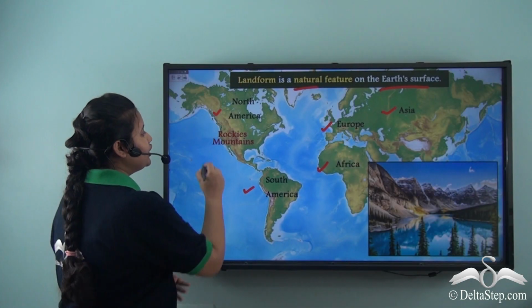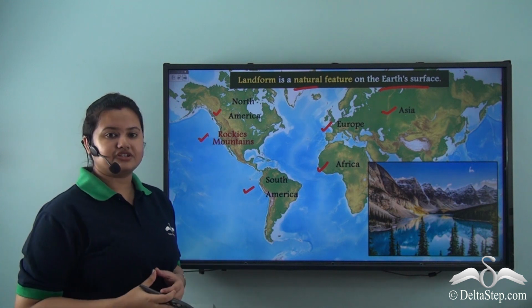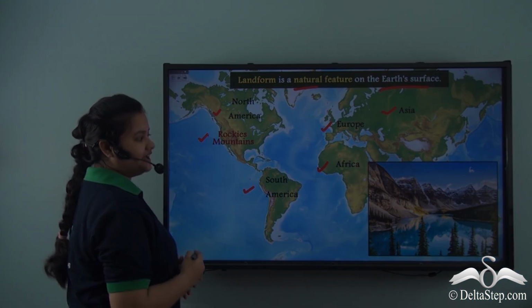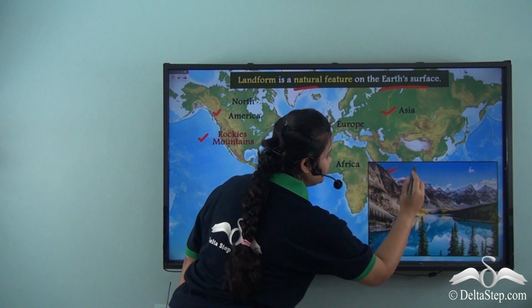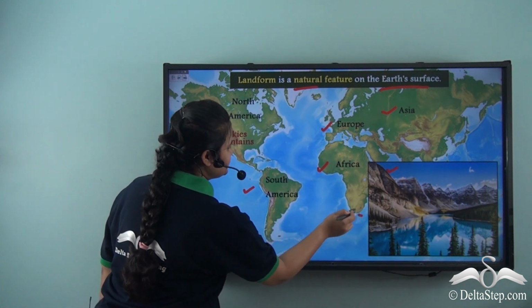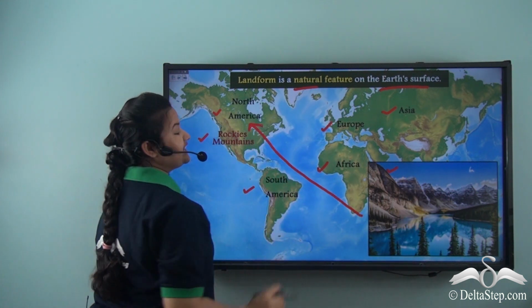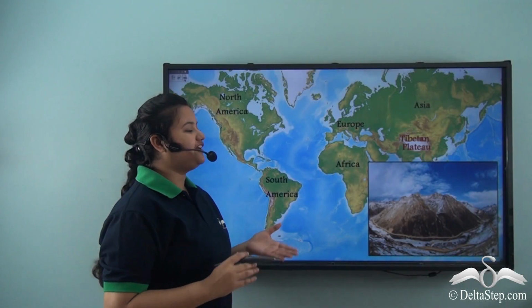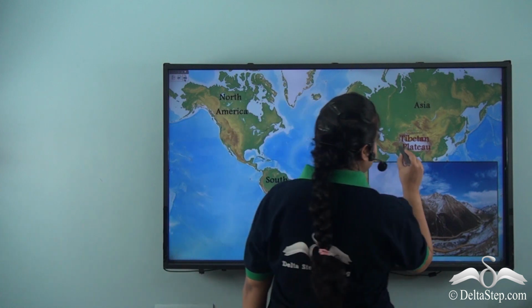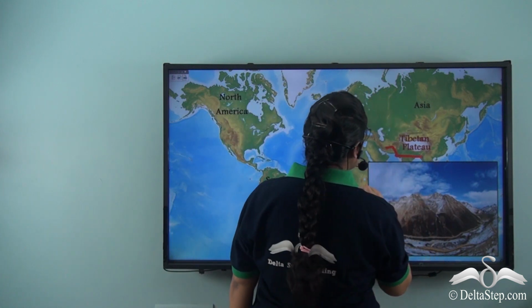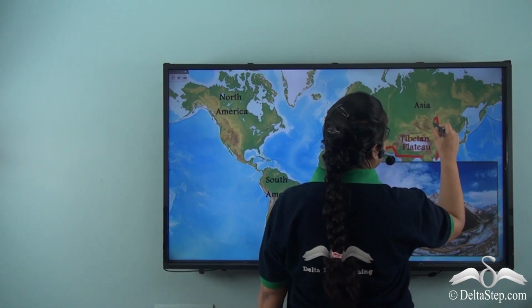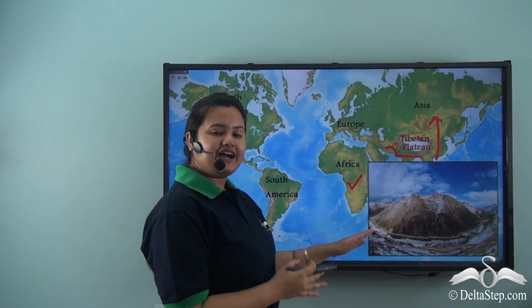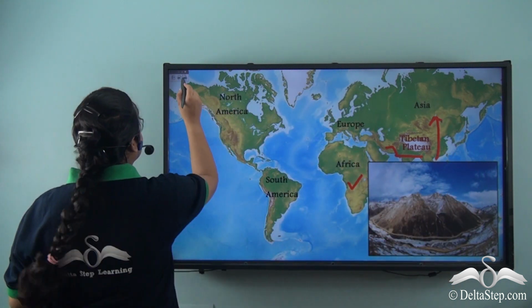For example, Rockies is a mountain which is located in North America. See, here we have the picture of Rockies. These Rockies mountains are present in North America. Again, here we have the picture of Tibetan Plateau. This Tibetan Plateau is located in Asia. This is another type of landform.